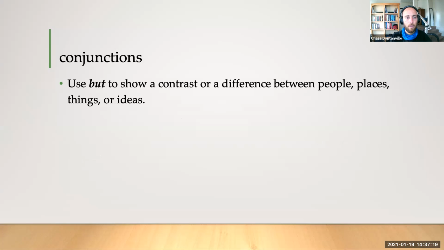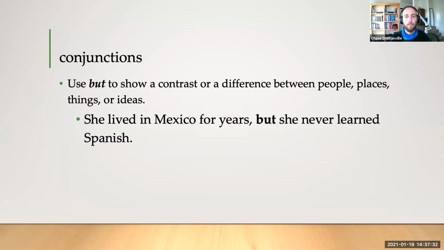Finally, but. Use but to show a contrast or a difference between people, places, things, or ideas. Okay, so just remember but shows contrast. She lived in Mexico for years, but she never learned Spanish. This is a contrast because if she lived in Mexico for years, we would expect that she learned Spanish, but she didn't. This is surprising. So we use but.